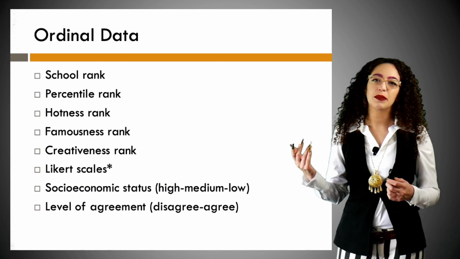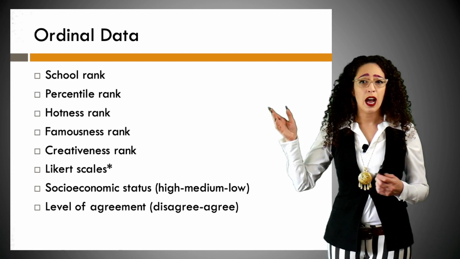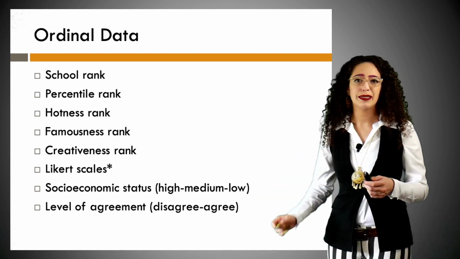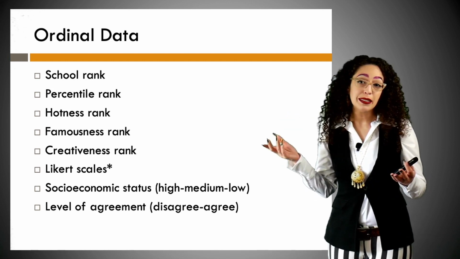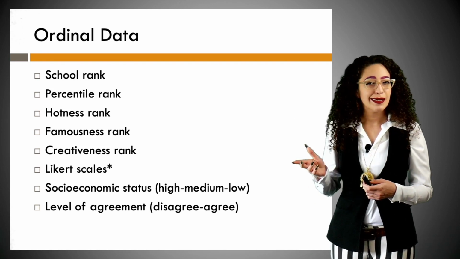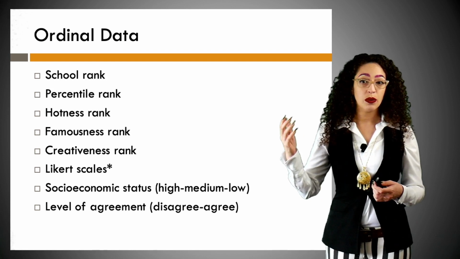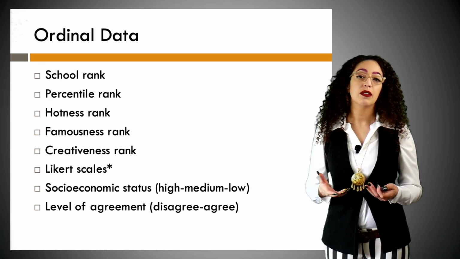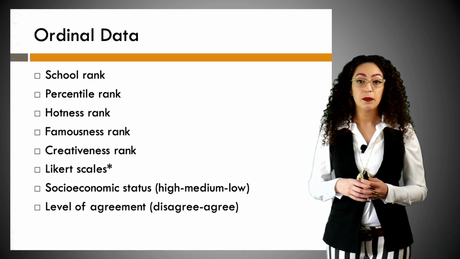So here are some more examples of ordinal data: your school rank, percentile rank, hotness rank. I feel like people used to do that. Your hotness rank, your famousness rank, creativeness rank, Likert scales technically, socioeconomic status like high, medium, and low when you organize it that way, or your level of agreement like strongly agree, strongly disagree, stuff like that. There are many, many others out there.